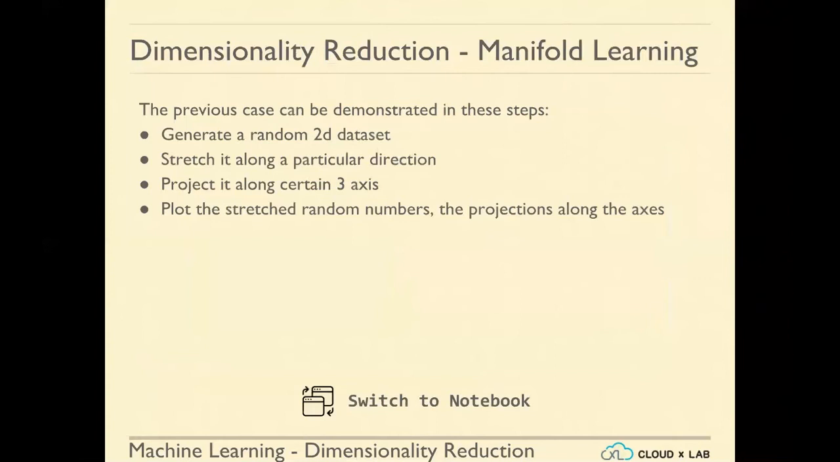A question from Deepak is, does variance consider the mean of distances of real points from the projected plane? No. First of all, we project the data onto that plane or axis. On that axis we compute the mean, and then we compute the variance. For example, here.